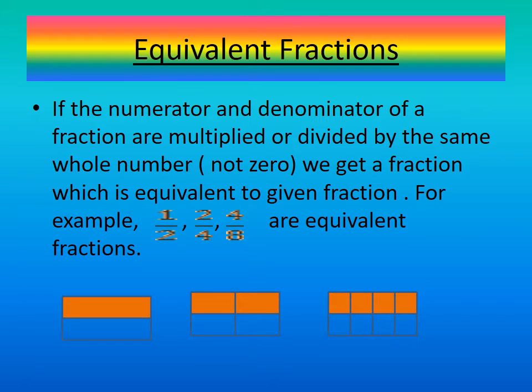Equivalent fractions. If the numerator and denominator of a fraction are multiplied or divided by the same whole number, we get a fraction which is equivalent to the given fraction. For example, here you can see 1 by 2, 2 by 4 and 4 by 8 are equivalent fractions.